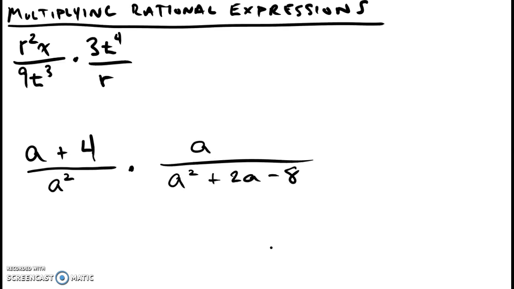Now we're just multiplying rational expressions, which I like to look at as just simplifying and taking out the multiplication step. Because eventually, if we do multiply these out, we're just going to have the same thing written. For instance, we're going to have 3t to the 4th r squared x. It should be alphabetical, but you know what I mean.